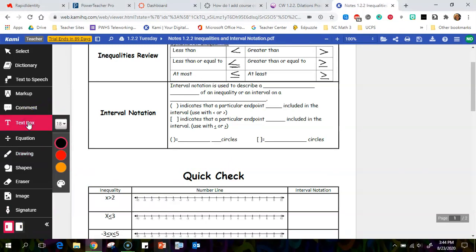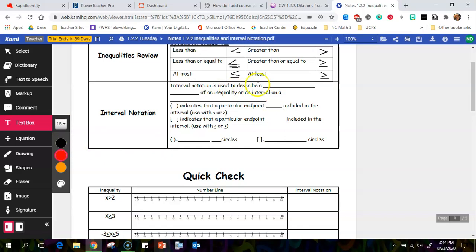So go ahead and grab your text box, and I'm going to use red just to show that this is my answers. It would be great if you used a different color as well. It would just help me see it on your submission to give you credit. So text box, I'm going to use red. I think 18 is probably going to be big enough.